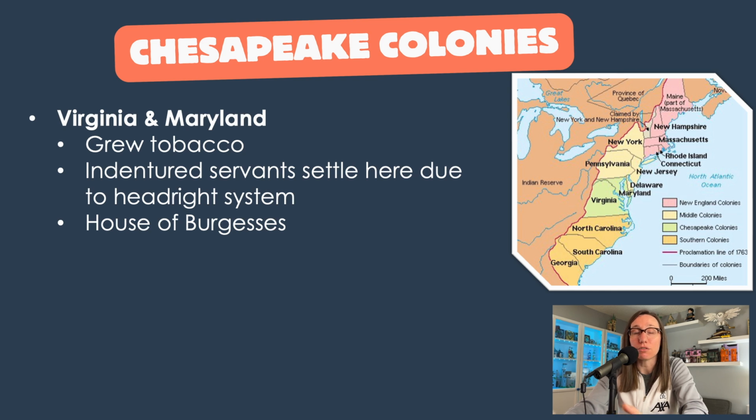Whoever did pay for their passage over got 50 acres of land, which means that the wealthy in Virginia and Maryland actually continued to add to their plots of land. Because they were paying for more people to come over, they got more land, and that leads to more wealthy landowners, large plantation owners in the Chesapeake region, as well as in the southern region. Politically, Virginia had the House of Burgesses, which was a representative government. It's like a mini version of England's parliament at the time.